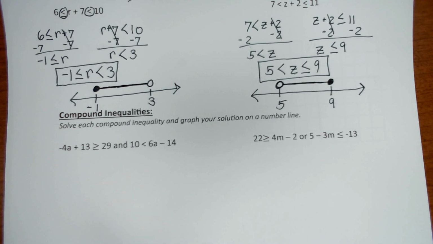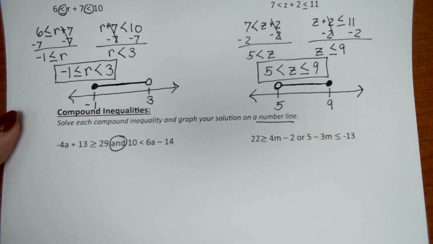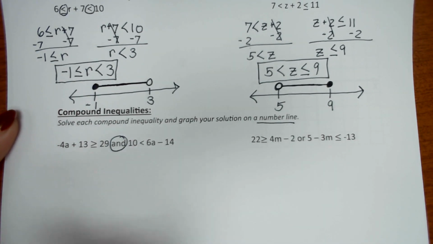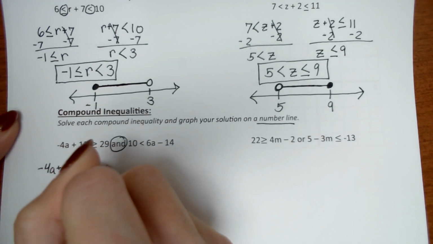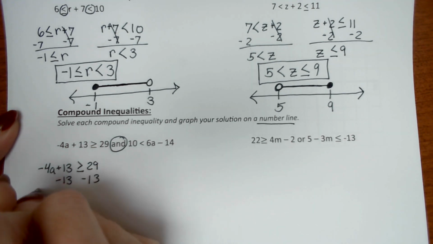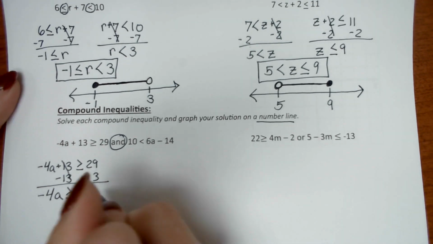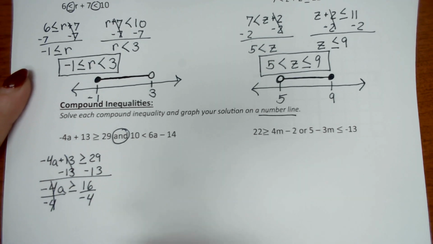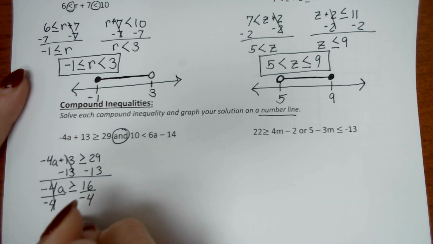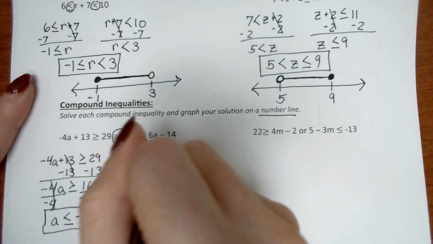Now let's look at some compound inequalities that are a little trickier. These are asking us to find the solution and then again graph it on a number line. This first one is an and inequality. So I'm going to solve them separately and then graph them together on the line. This is -4a plus 13 is greater than or equal to 29. We are going to subtract 13 from both sides so that we get -4a is greater than or equal to 16. And then we divide by -4. But we have to remember, we're dividing by a negative, so we flip our symbol. So the first one is a is less than or equal to -4. And then we'll do the other side.